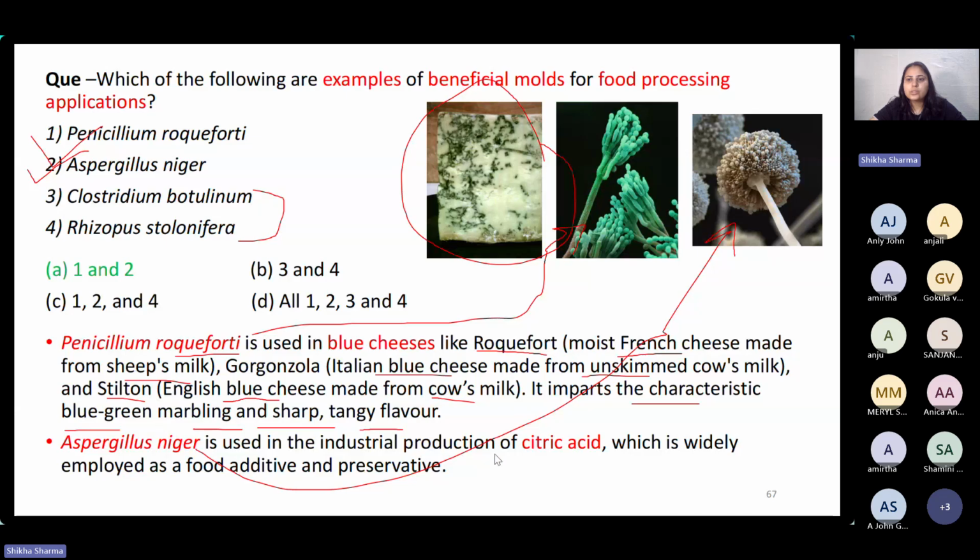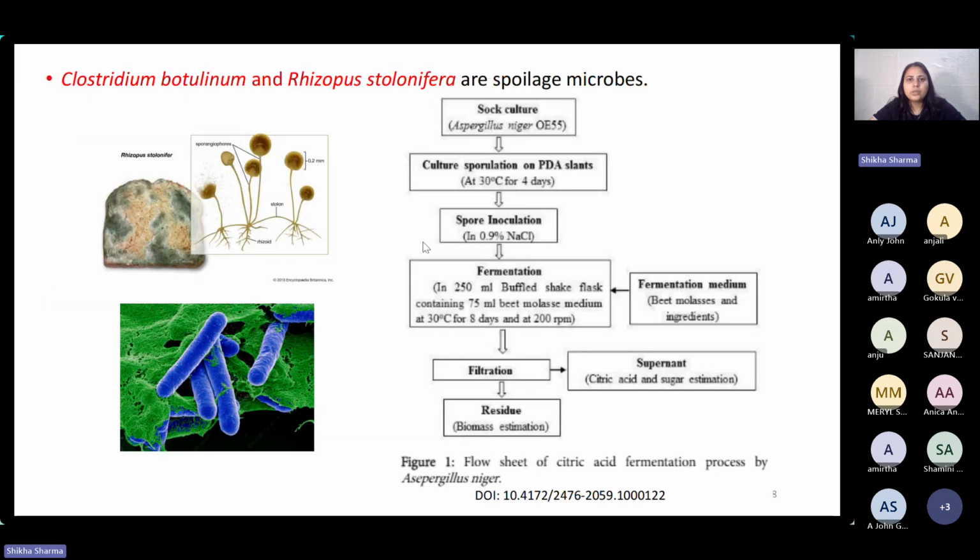So it is used in the industrial production of citric acid, which is widely employed as a food additive and a preservative. So this is also a beneficial use. The Clostridium botulinum, which looks like this. This is the Clostridium botulinum. So this is a harmful bacteria, and also the Rhizopus stolonifera, which looks like this. It causes spoilage of bread. So these two are the spoilage causing microorganisms.